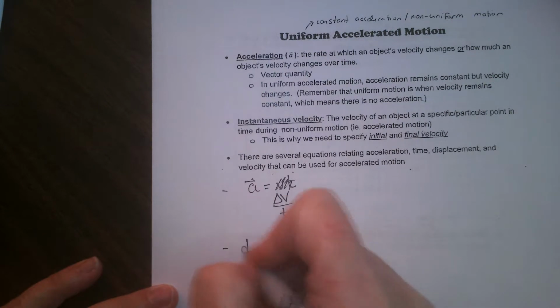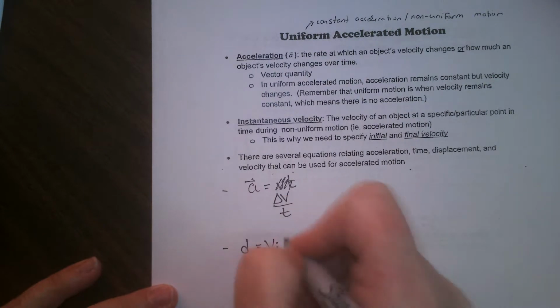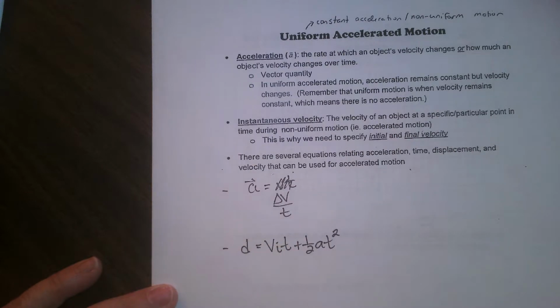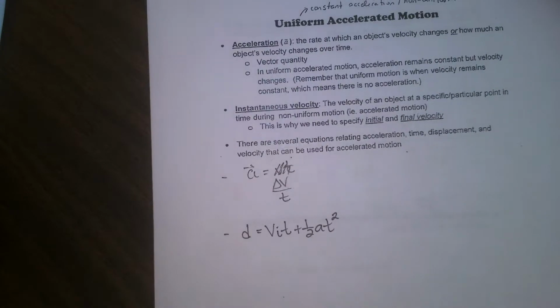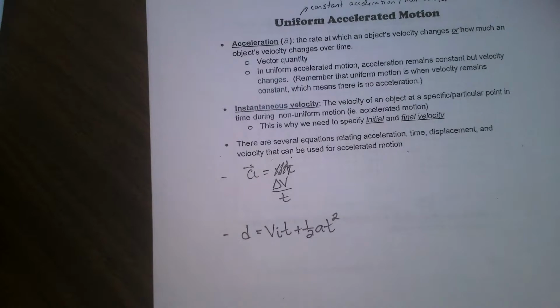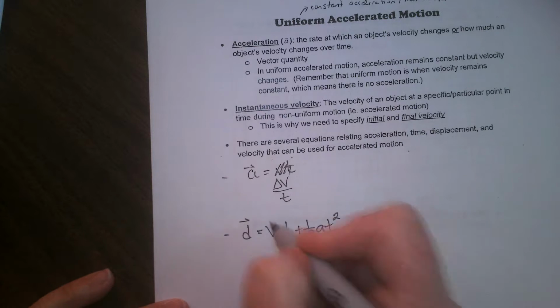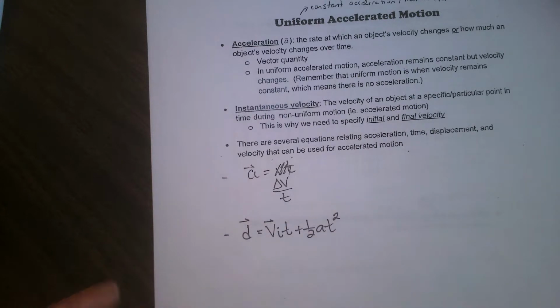Another one involves distance. So D is equal to ViT plus 1/2 AT squared. D being displacement, Vi being the initial velocity, and T being time. A is our letter for acceleration. We're doing acceleration due to gravity, acceleration due to centripetal force, all those different pieces. A is acceleration.